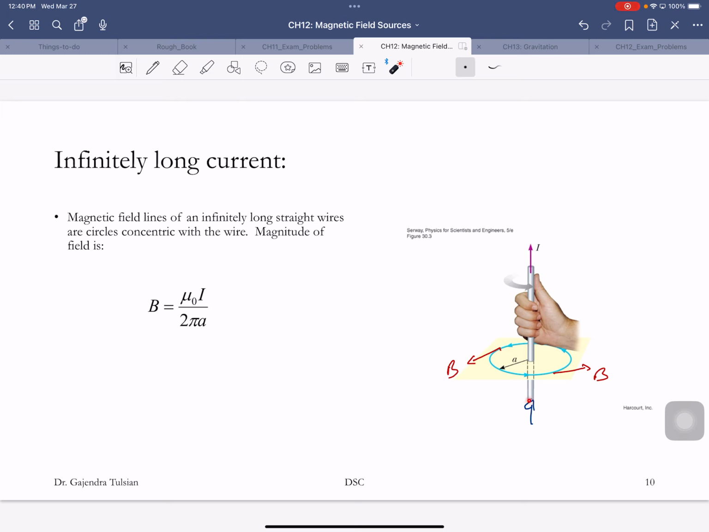So here is the field due to a straight, infinitely long straight wire carrying a current I. And again, the magnetic field lines are concentric circles around this conductor. So the field lines are tangent to the circles. And the further out you are, the weaker it gets. So the magnetic field is mu naught I divided by 2 pi a. a is the distance from the wire.